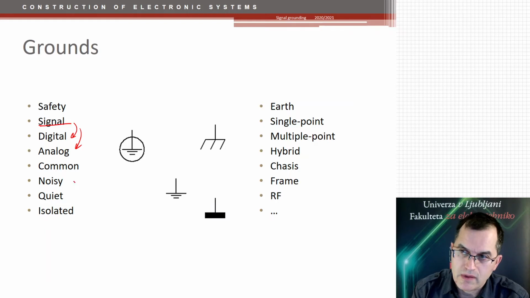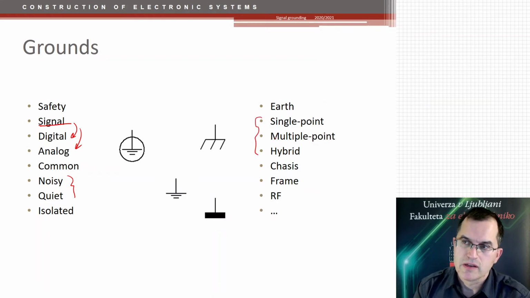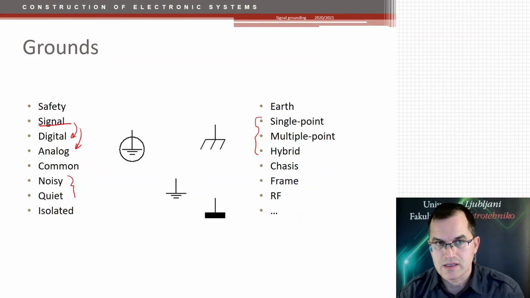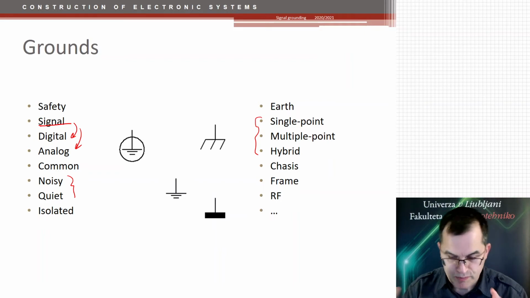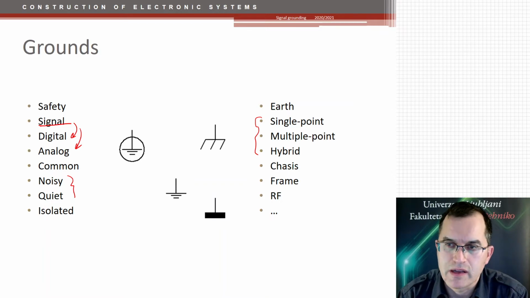And keeping that in mind, we will talk about noisy and quiet grounds as well. So all that is then related to a single point, multiple point, or hybrid grounding. So all that is related to signals and how the noise is spread through the ground and how we can confine it to the smallest possible area.